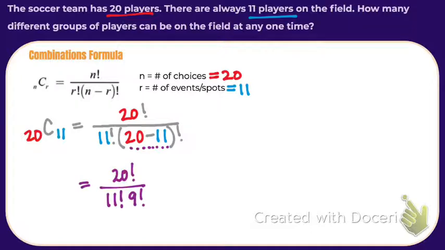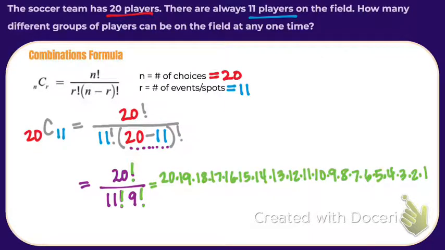And now let's expand these factorials. That's what this exclamation point means. It's factorial: 20 factorial, 11 factorial, 9 factorial. So what is 20 factorial? This is saying that you are counting down from 20 to 1 and you are multiplying those numbers together. And the same with the 11 and the 9 in the denominator.